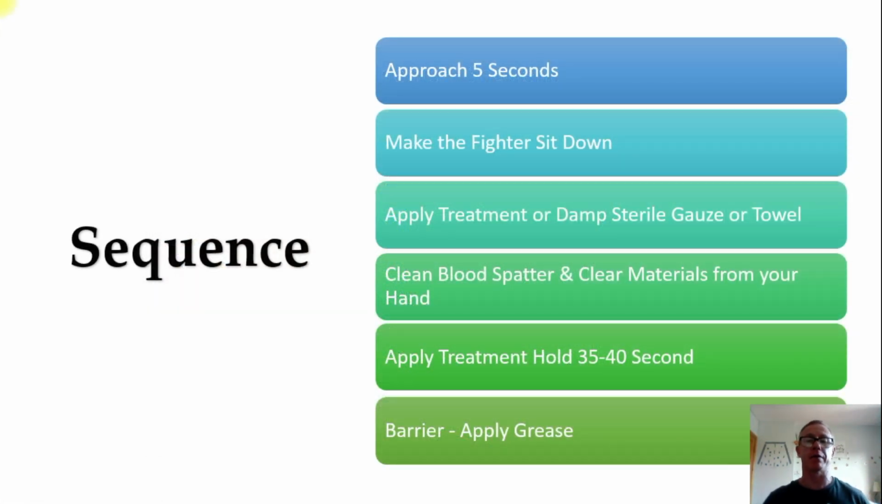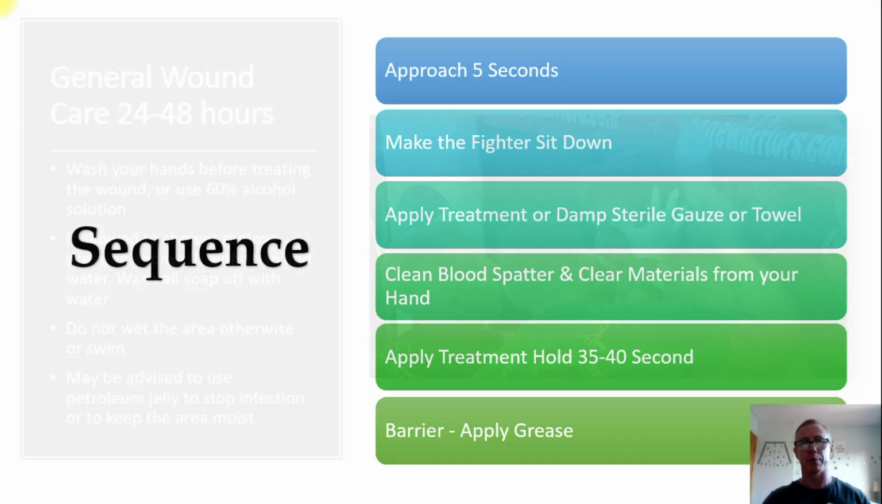Approach, 5 seconds. Make the fighter sit down. Apply treatment or damp sterile gauze, preferably damp sterile gauze, or if not, a damp towel. Clean blood spatter away, clear materials from your hands so your hands can work effectively. Apply treatment, hold for 35 to 40 seconds. Then your barrier or grease, your layer of grease as we call it, place that into the wound as a sealant to protect it from the outside environment and as a plug to help stop the bleeding. Okay, never changes. Keep it simple, folks. Can't reiterate that enough.